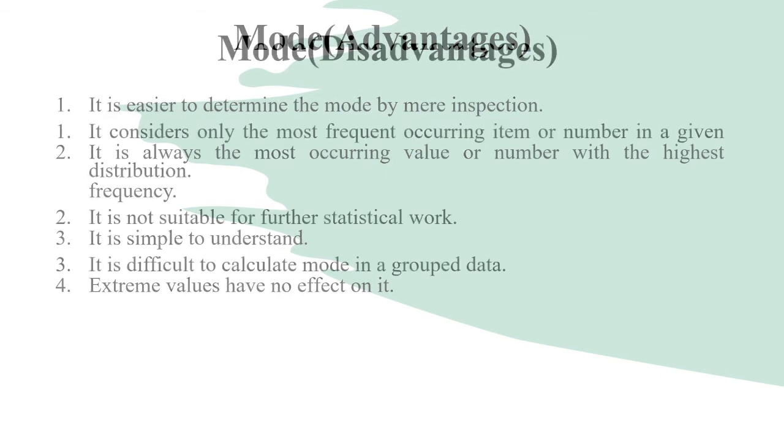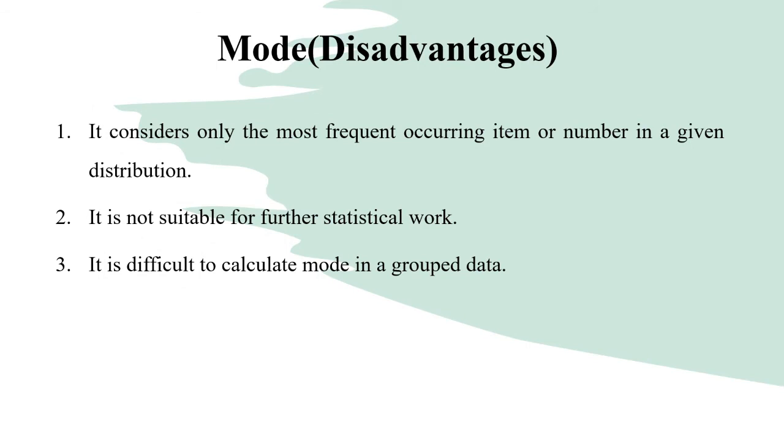Disadvantages of the mode. 1. It considers only the most frequently occurring item or numbers in a given distribution. 2. It is not suitable for further statistical work. 3. It is difficult to calculate mode in grouped data, which we are going to be looking at later.